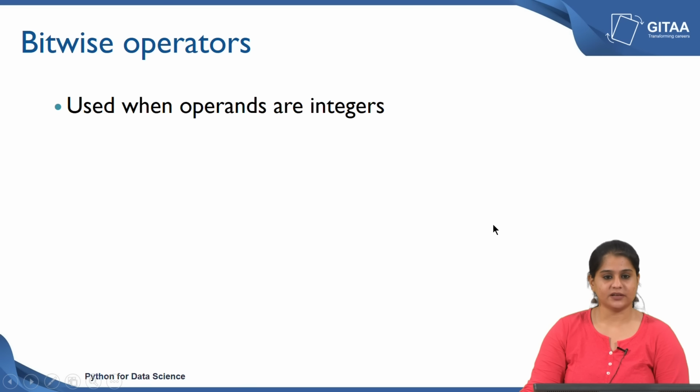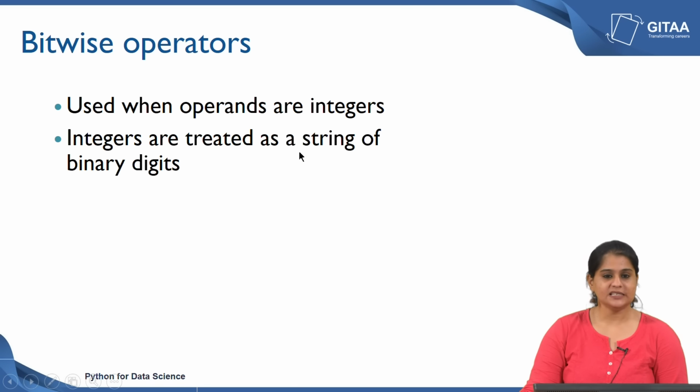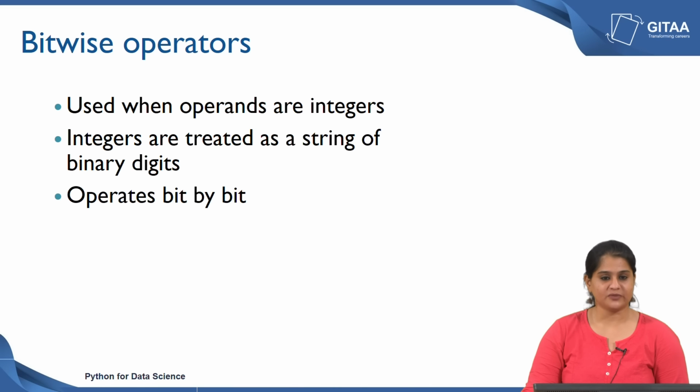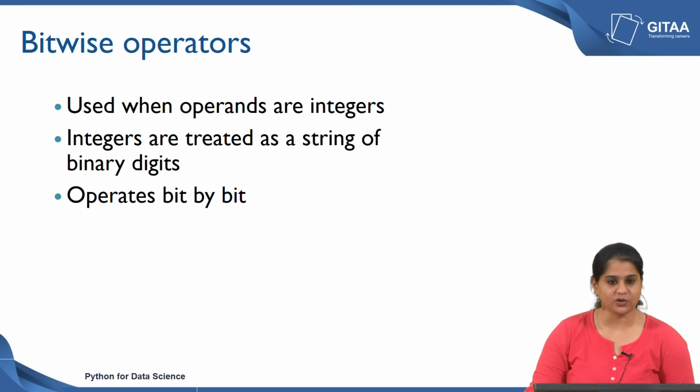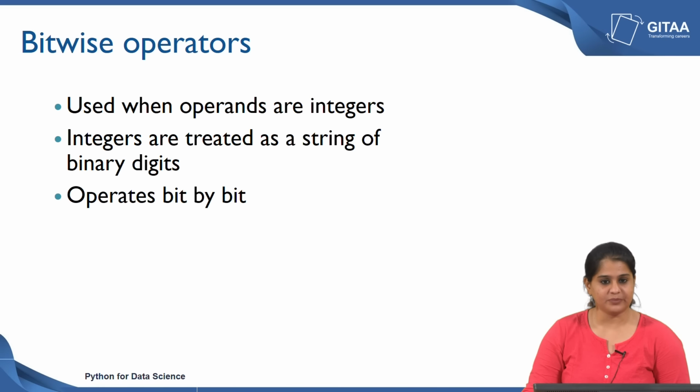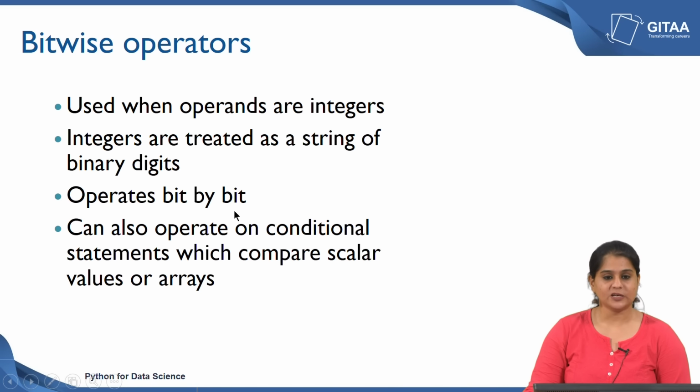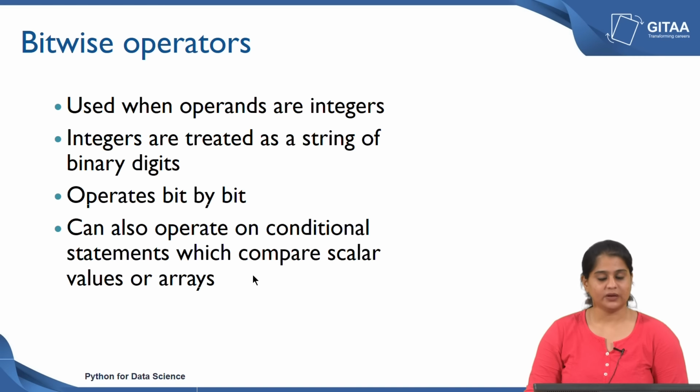Bitwise operators are used when the operands are integers. These integers are treated as a string of binary digits and are binary encoded. So, when you are going to use a bitwise operator on two integers which are binary coded, the operator is going to compare bit by bit of the binary code, and that is how the operator got its name, bitwise. The other advantage of using a bitwise operator is that they can operate on conditional statements. Now, these conditional statements can compare scalar values or they can also compare arrays. If you would like to compare arrays, you would be using a bitwise operator. We earlier saw that we cannot use logical operators to handle arrays, and this is where bitwise operators step in.